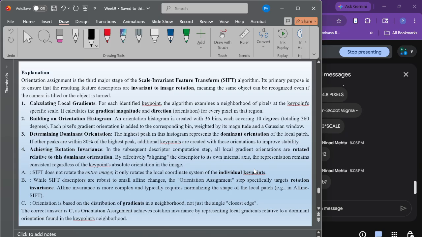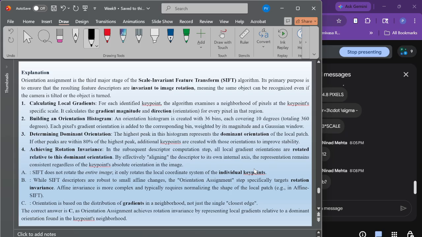The orientation assignment is the third major stage of the SIFT algorithm. Its primary purpose is to ensure that the resulting feature descriptors are invariant to image rotation. That means the same object can be recognized if the camera is tilted or the object is turned. For that, what we need to do is calculate the local gradients for each identified key point. The algorithm examines the neighborhood of the pixels at the key point at a specific scale, and calculates the gradient magnitude and direction for every pixel in that region.